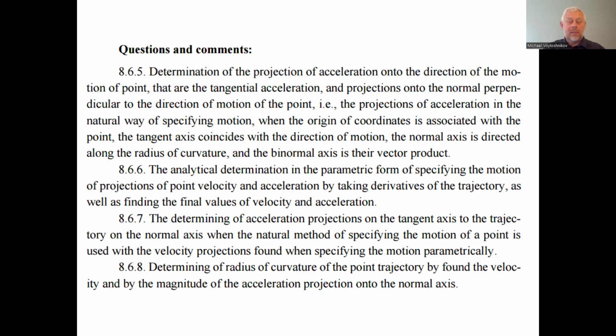Problem 66: the analytical determination, in the parametric form of specifying the motion, of the projections of the point's velocity and acceleration by taking derivatives of the trajectory, as well as finding the final values of velocity and acceleration. We can as well find the projections of the velocity and acceleration in analytic form.